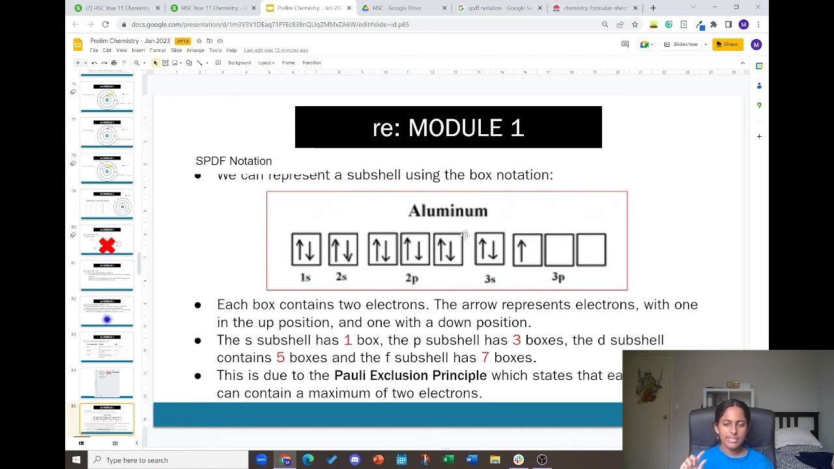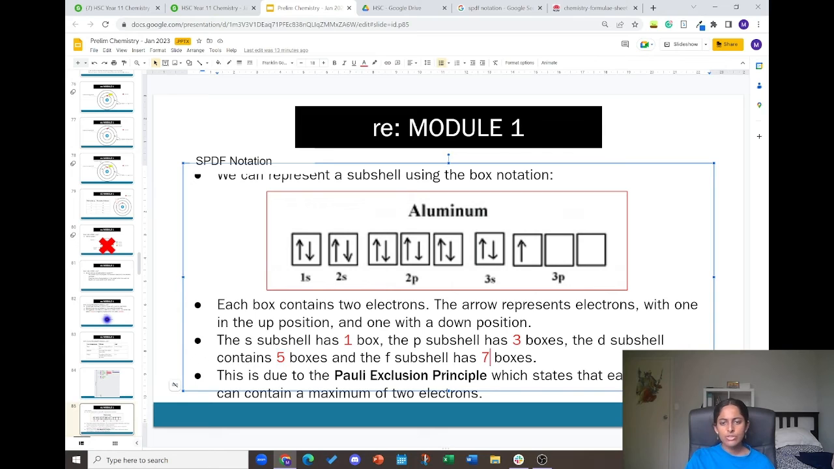That's because there's a set amount of electrons that each subshell can hold. The first subshell, 1s, can only hold two electrons. That's why you have one box. 2s is also a low energy level, and it can only hold two electrons. 2p can hold six electrons. 3p can also hold six electrons. So that's how you represent it. And for d and f, they can hold 10 electrons and 14 electrons. Therefore, in terms of the boxes, each box, each orbital, has two electrons. That's why we're representing it like this.